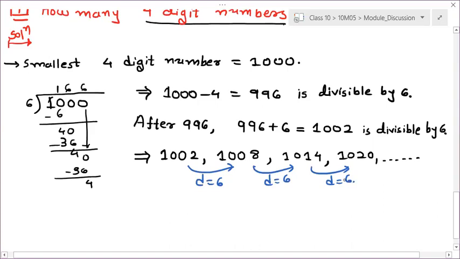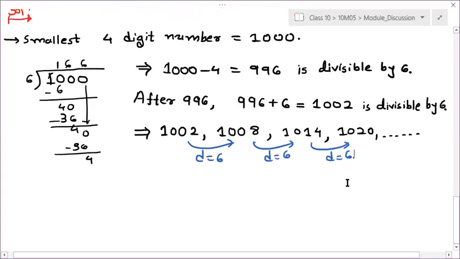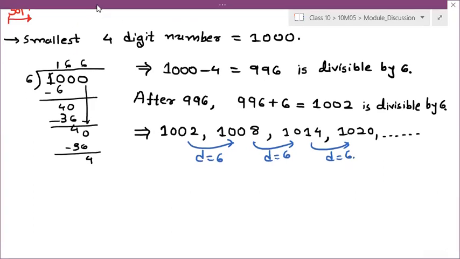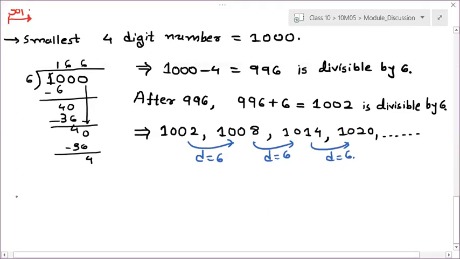Right? Now you have to find that there are how many 4-digit numbers like this. So for that you need to find what is your last 4-digit number which is divisible by 6. So who will tell me largest 4-digit number? Which is your largest 4-digit number?